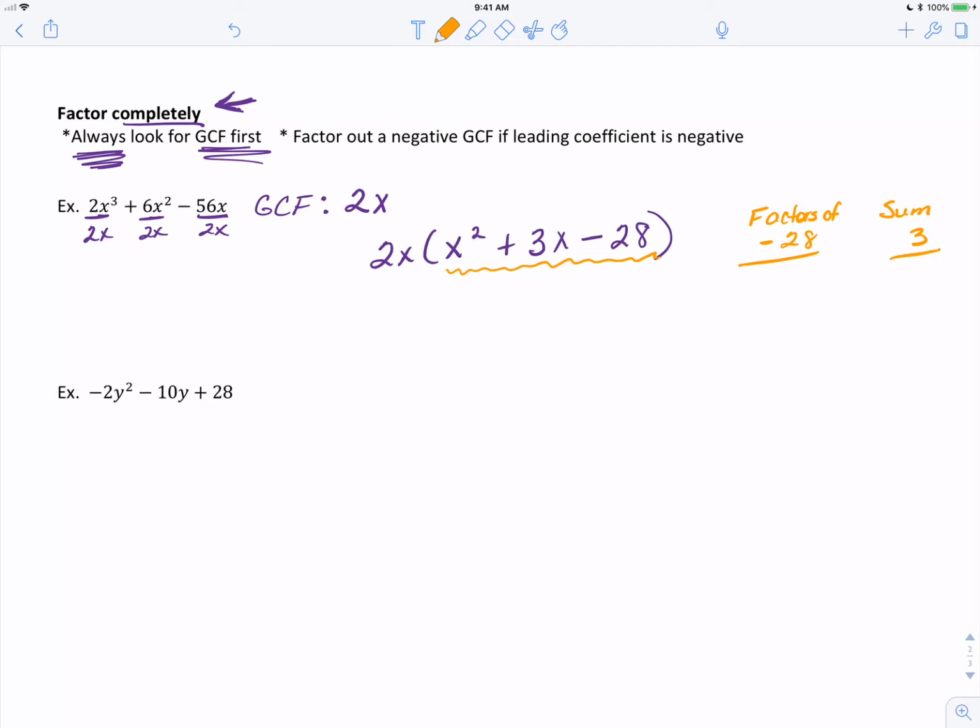Okay, so let's see, we need more positives, so that'll be negative 1 times 28. That does not add up to be 3. Negative 2 times 14. That does not add up to be 3. So 3 doesn't go into it. So what about 4? So negative 4 times 7. Well, that adds up to be 3, so these are my factors.